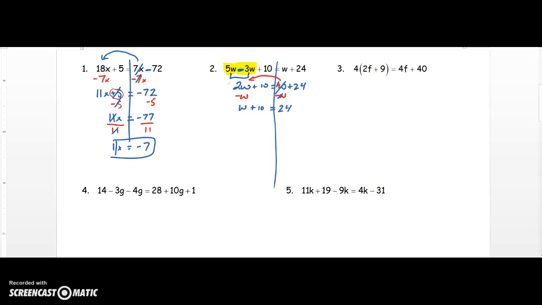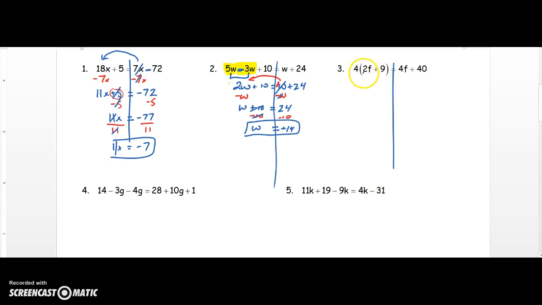The variable is still not alone, so all we're doing is adding and subtracting. So subtract 10 on both sides. This is a positive 10, so we want to subtract 10 on both sides. So we have w, positive 10, negative 10 cancel out, equals positive 14. Is w by itself? Yes. So sometimes there is no adding or subtracting needed, or dividing or multiplying needed. So this one is just w is already by itself. We're done. Okay, move on.